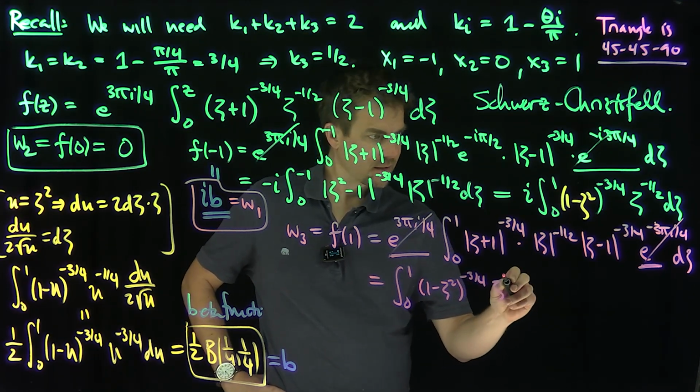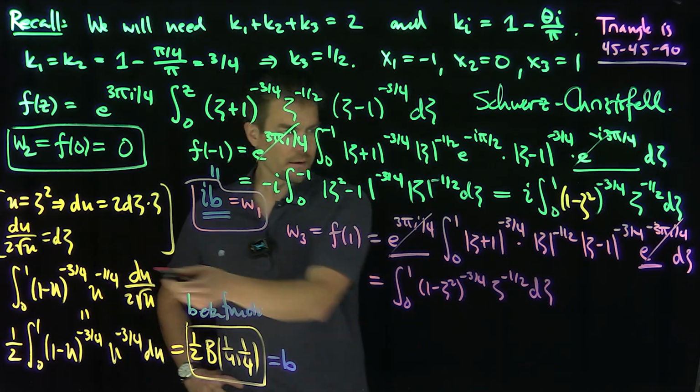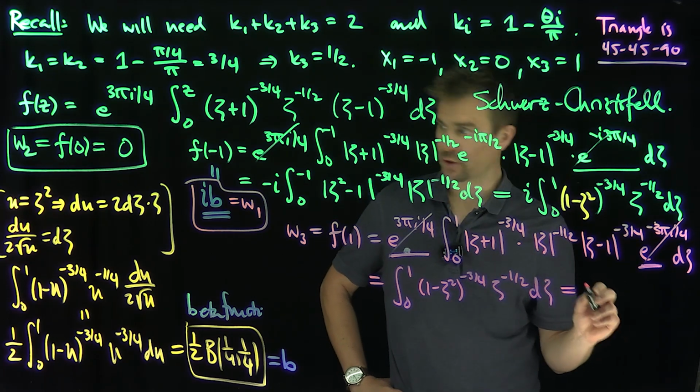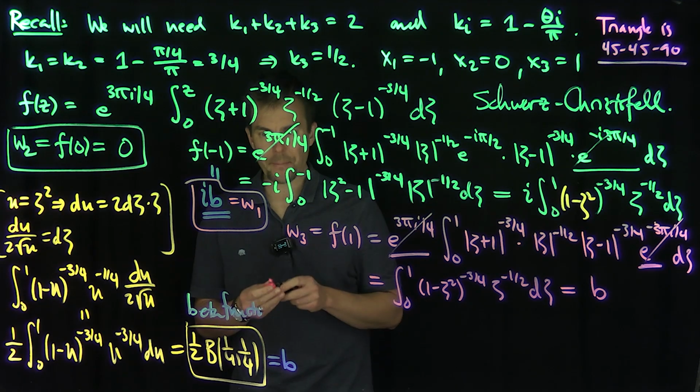And then zeta to the negative 1/2 d zeta. Oh, we already did that calculation over here, right? This calculation says this is exactly equal just to what? Just exactly equal to the value b. Beautiful. Now what's happening over here?